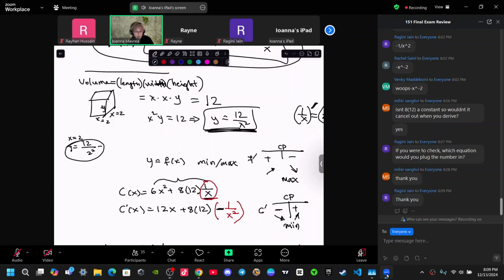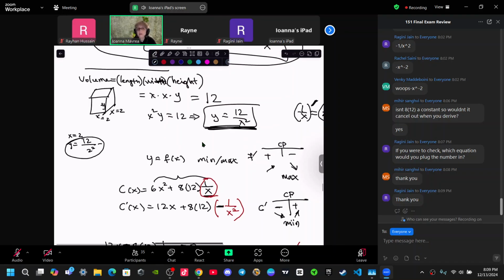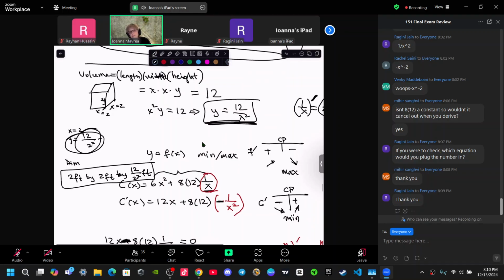There's absolutely no need. But if they're asking me for dimensions, there's one more thing I need to do. I need to go and read the problem and find out the units. So if the units were, let's see, feet, length, width, and height are not feet squared, are not feet cubed, they're just plain feet in this case. So I will say the dimensions are 2 feet by 2 feet by this number that I'm afraid to simplify, feet. And that's how I'm going to write the answer.